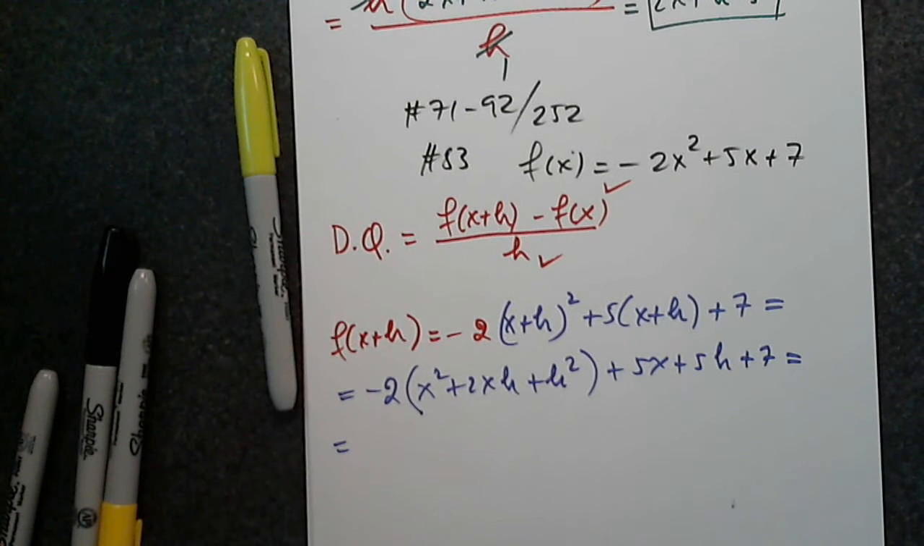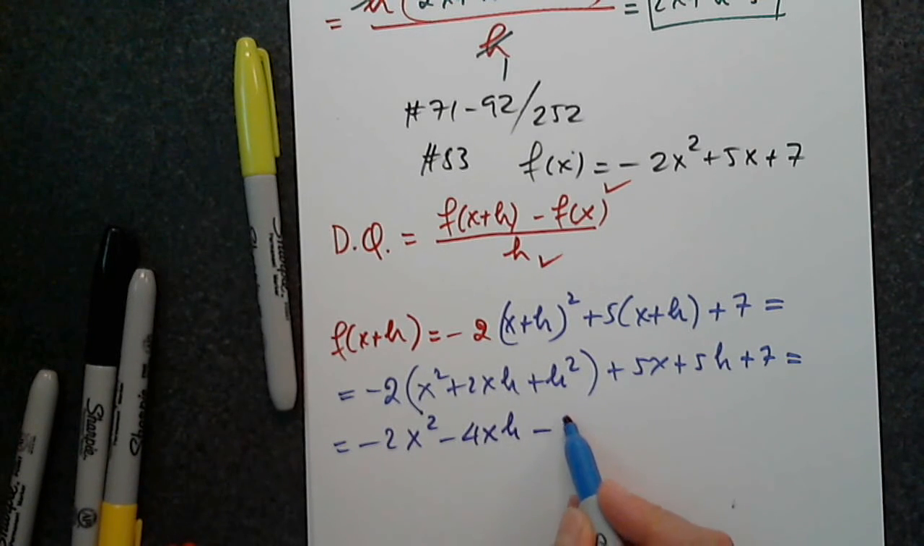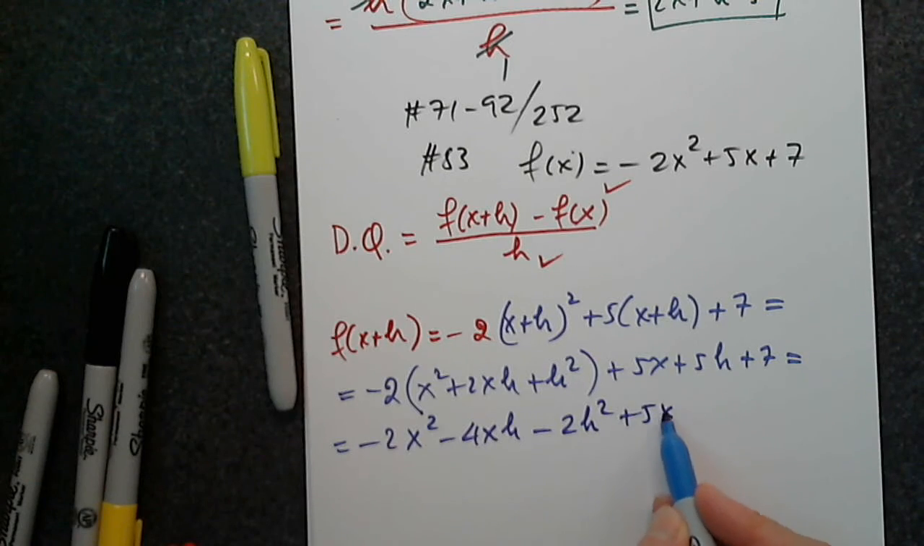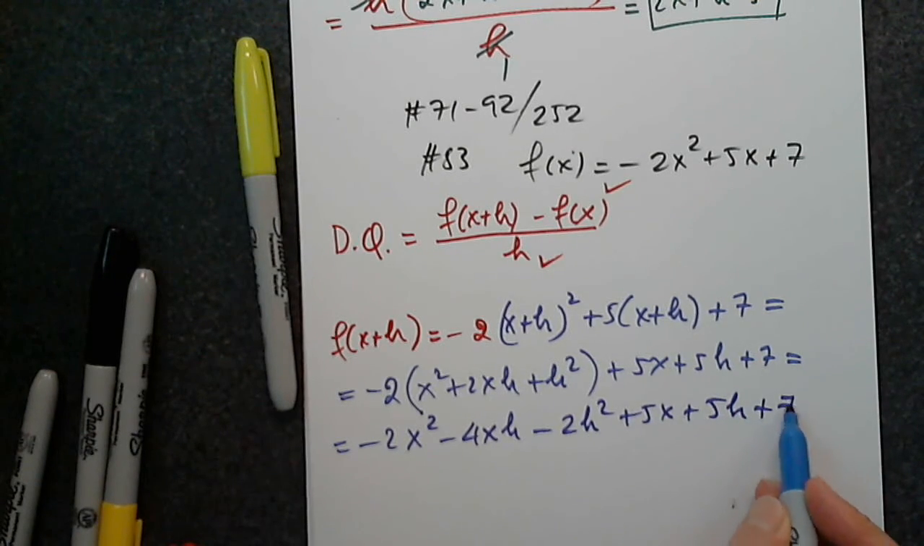And now, only now I can distribute negative 2. We cannot distribute negative 2 before we square first. That's why I stopped. Is that clear? Perfect. So then minus 4xh, and plus 5x plus 5h plus 7.